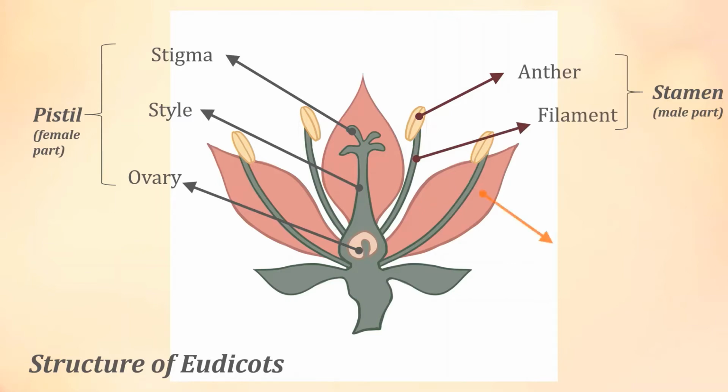Last but not least, the perianth, which is the outer part of a flower, where in eudicot flowers, the perianth segments as well as the number of stamens are present in multiples of 4 or 5.